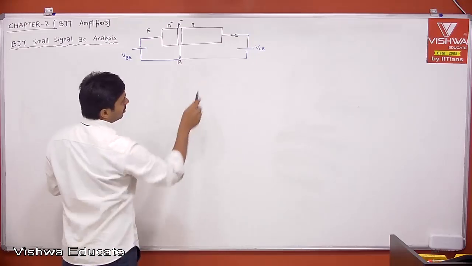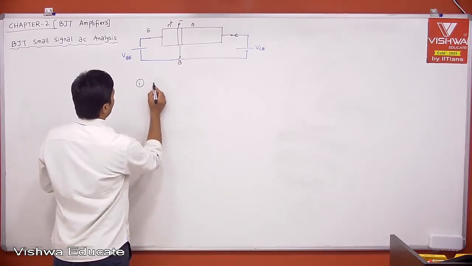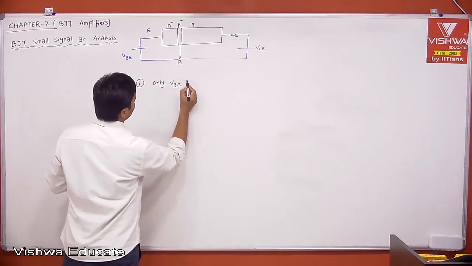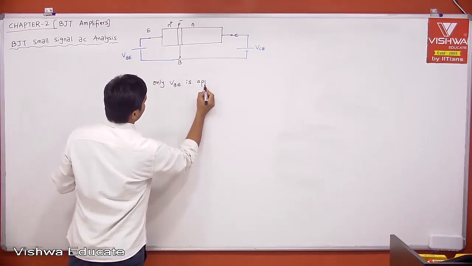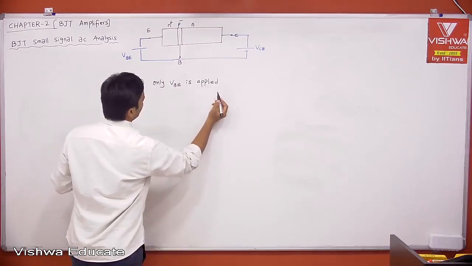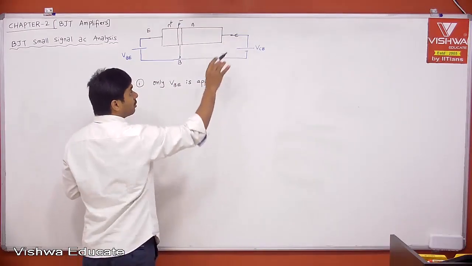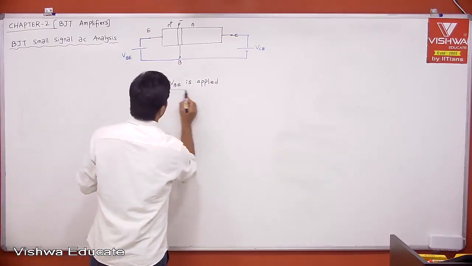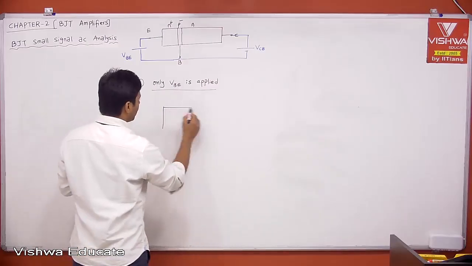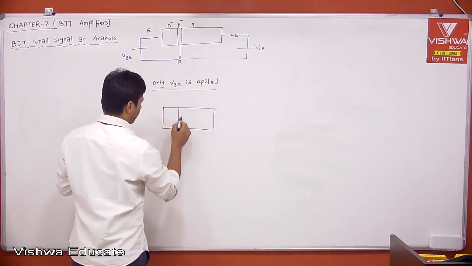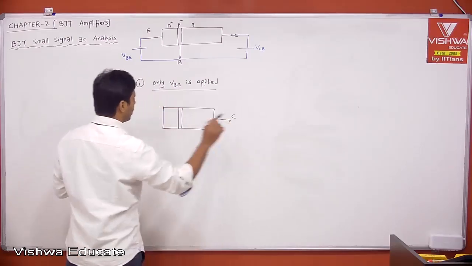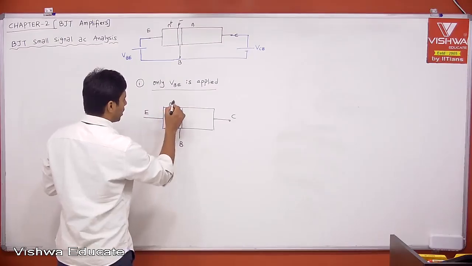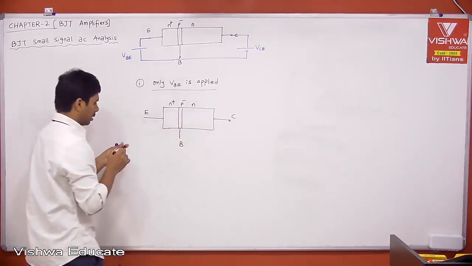Now, for example, if VCB is not there, case 1, only VBE is applied. This is not superposition. When I say superposition, we have to inactivate, which means we have to short it. I am not saying that we have to short it, I am opening it completely. Therefore, this is not superposition. I am just applying it in a different way. Only VBE is applied, and the collector is left unconnected. Now this is emitter, this is base, and this is N plus, P minus, N.